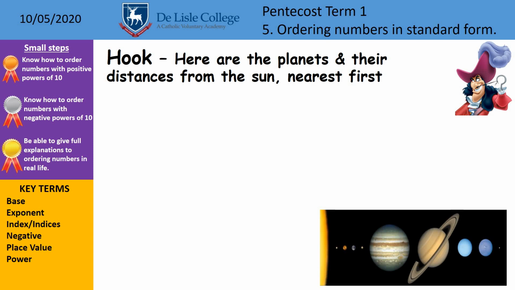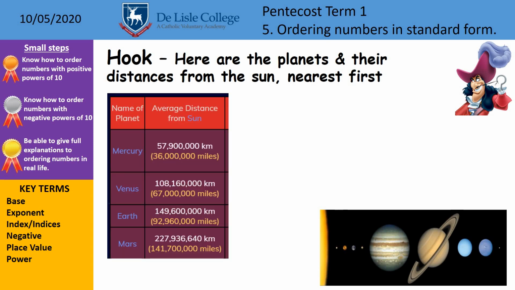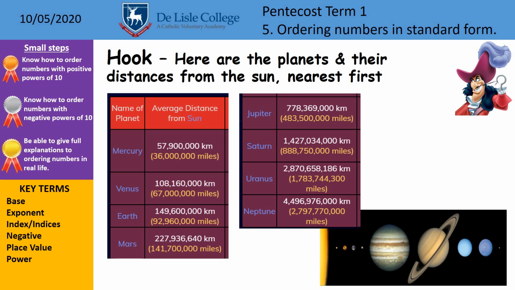Okay, so here are your answers. In order with nearest first. Mercury is the nearest. Neptune is the furthest. Quite a long way. I think it would take quite a while to walk there, if we could walk in space, that is. Why do they say average distance from the sun? It says average because the planets keep moving around, so therefore it's not always going to be the same. Check your answers. When you've checked them, move to the next slide.